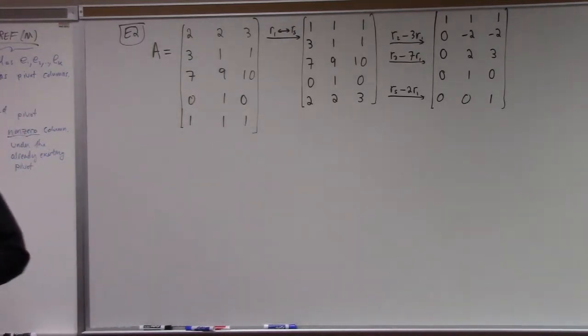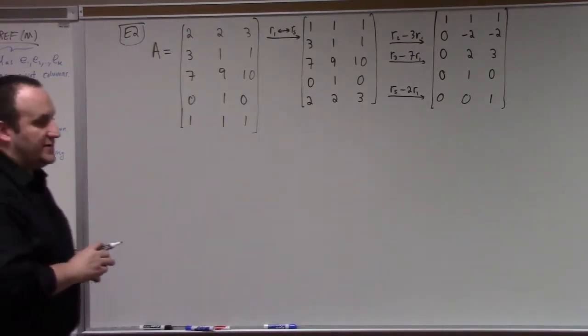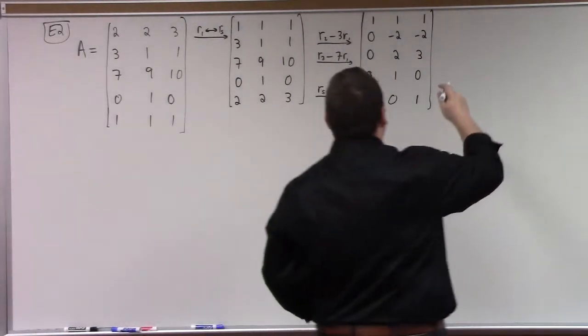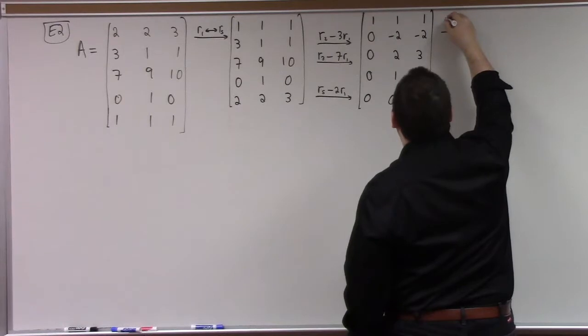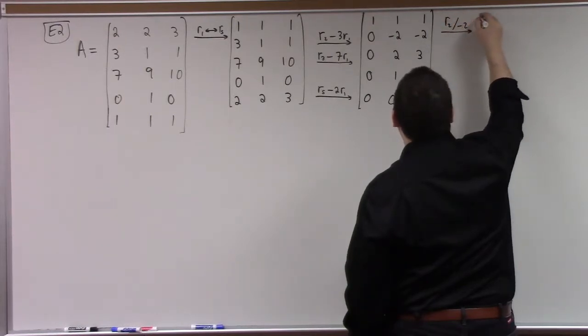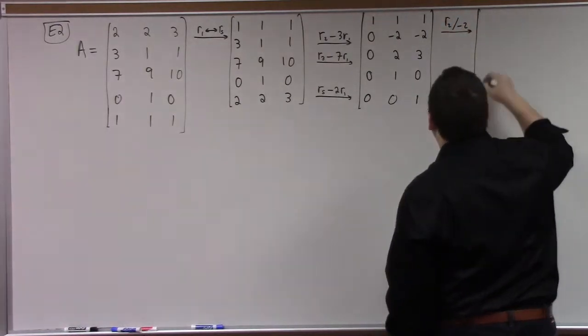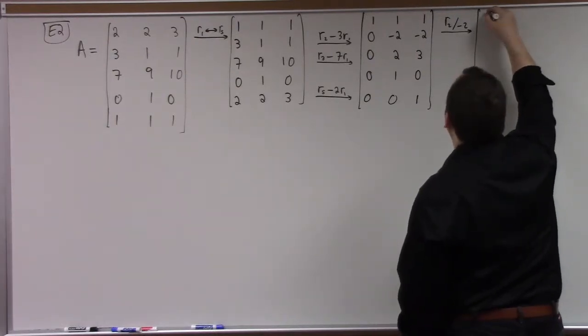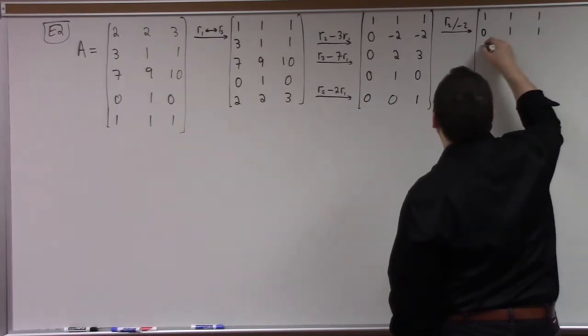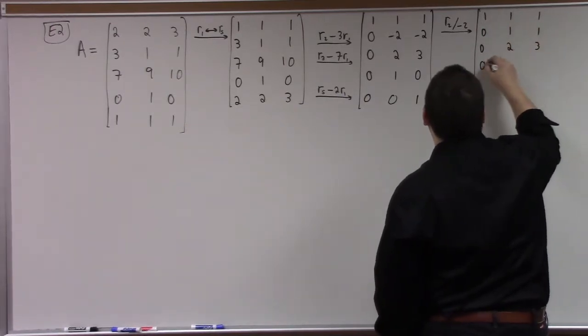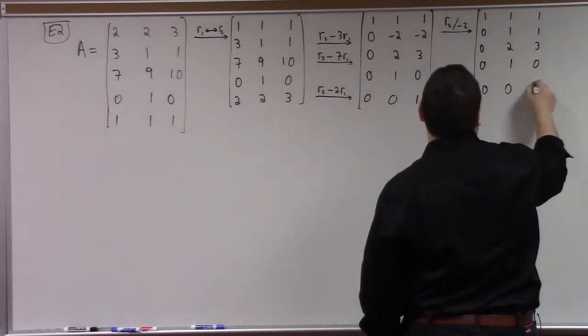I mean, probably the laziest thing to do here would be to bring the bottom two rows up to the second and third rows, because those are really nice. I'll do it a different way just to show you. Maybe this will make it look like we're doing more. Row 2 divided by minus 2, which would give me 1, 1, 1, 0, 1, 1, 0, 2, 3, 0, 1, 0, 0, 0, 1.